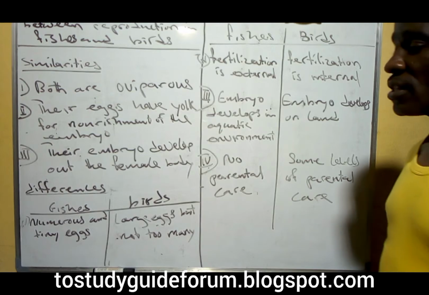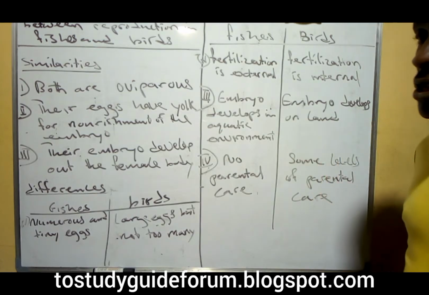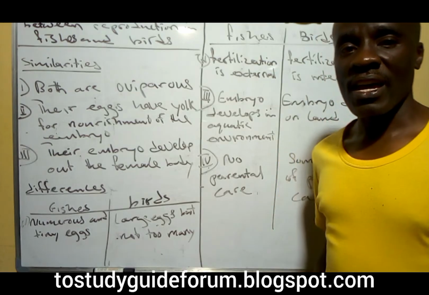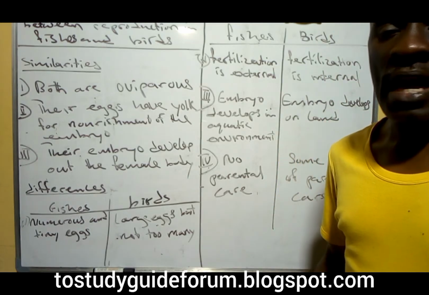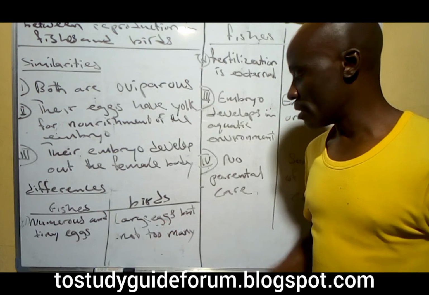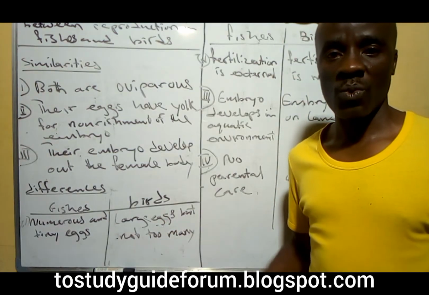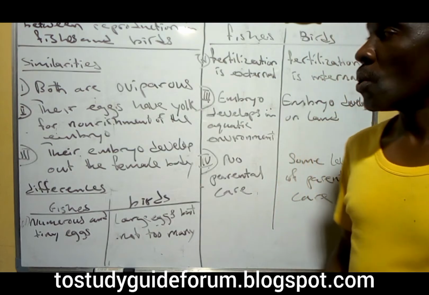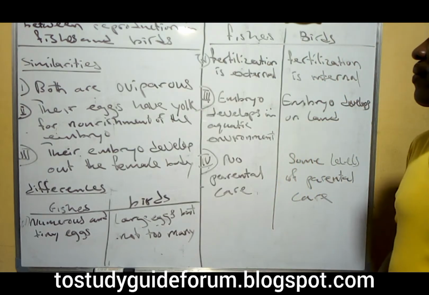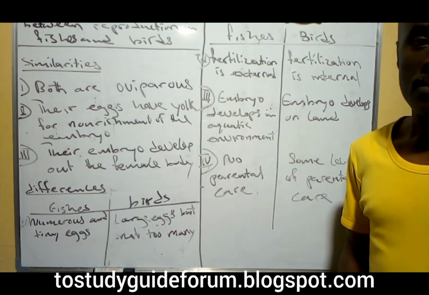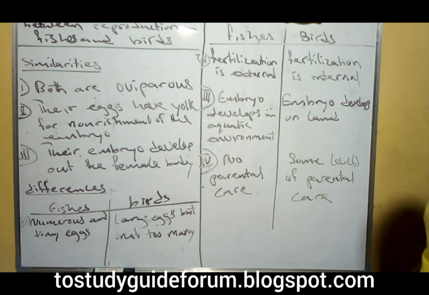Now they have some differences. In fishes, what we have is that fishes lay tiny eggs, while the birds lay large eggs, but not too many like what we have in the fish. So another one is that fertilization in fish is external. That is, the fertilization happens outside the body.